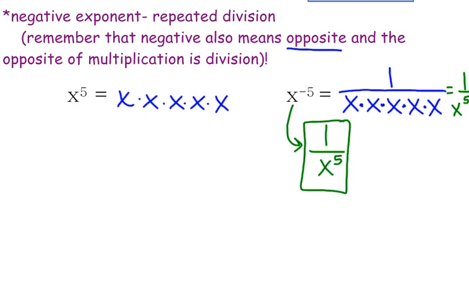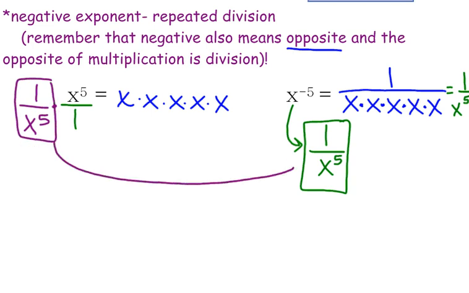X to the fifth. How would I write x to the fifth as a fraction? X to the fifth over 1. Well, what would the reciprocal of x to the fifth over 1 be? It would be 1 over x to the fifth. That's the reciprocal. And look what I got. There it is. 1 over x to the fifth. This makes sense. It is the reciprocal.